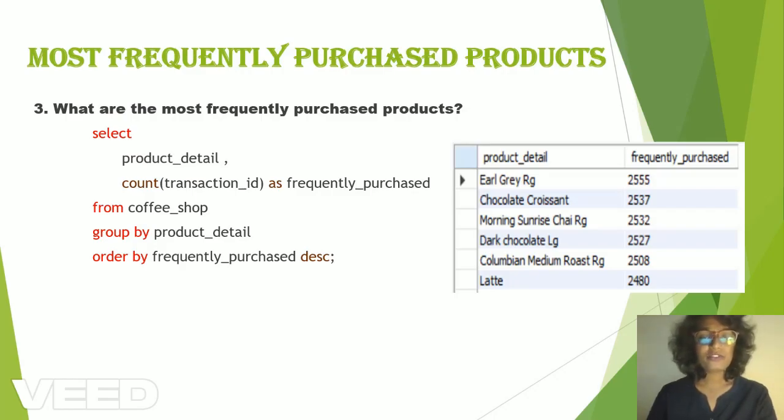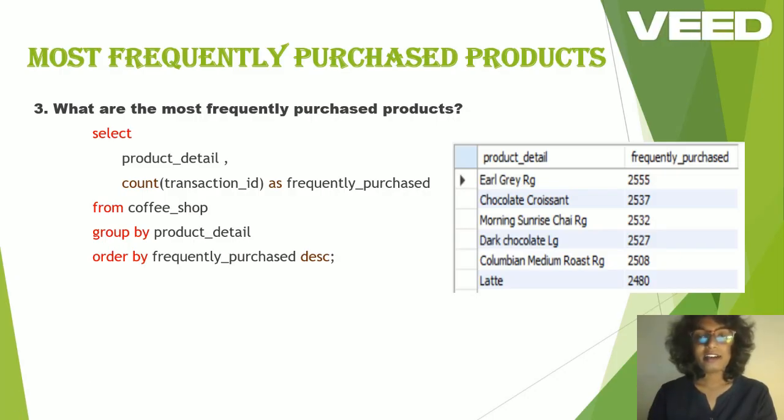Question number three: what are the most frequently purchased products? To find the most frequently purchased product, we have to select the product detail and count the number of transactions for each product. Here, group by groups the data by product name so that the count function calculates how many times each product appears in transactions. Order by sorts the products in descending order of purchase frequency, showing the most popular items first. Here, Earl Grey RG is the highest purchased product with 2,555.